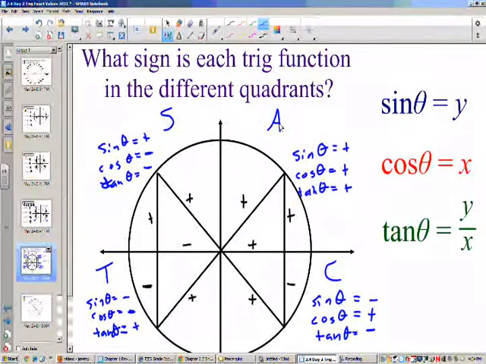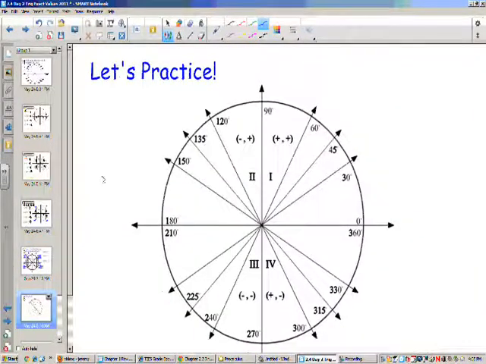Some people start in quadrant 1 and work around and say all scholars take calculus. I've had students in the past like that it says CAST, and they're like casting over the unit circle. Thinking about fishing. Whatever you can think of that can help you remember that all, just sine, just tangent, and just cosine are positive, go right ahead and use. All right, so now you can use the unit circle to solve some of these problems.